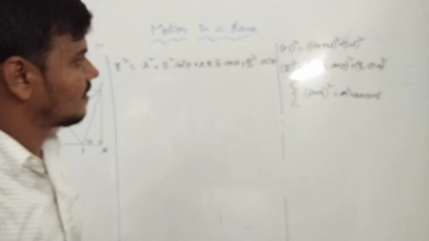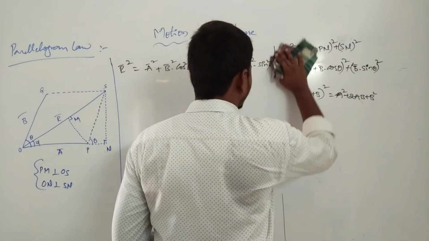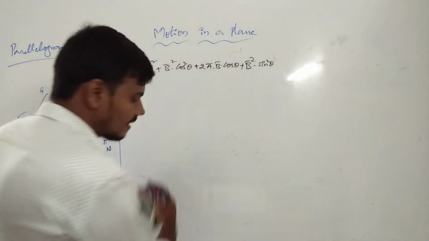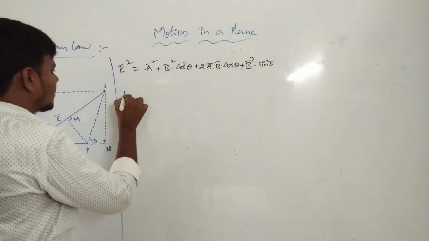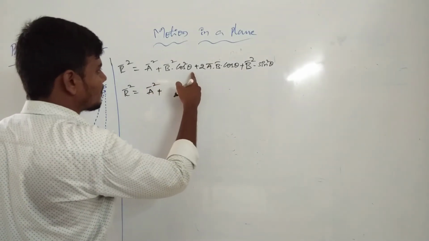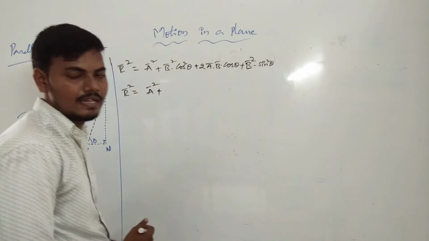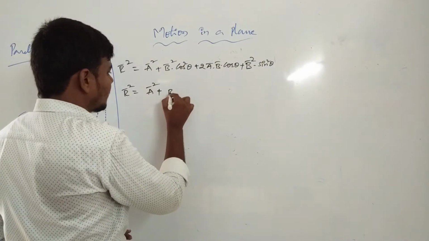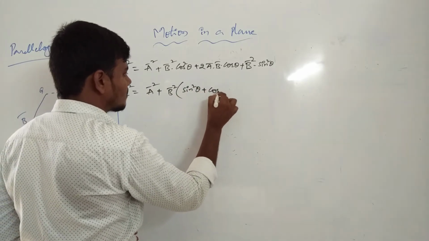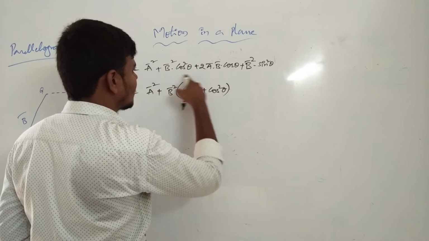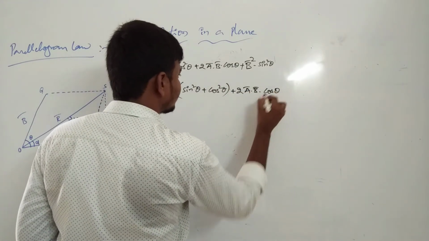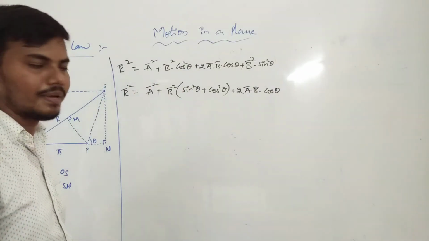Clear? This is the fraction. Now we can observe the magnitude of the function. What is the magnitude of the function we have taken? Clearly you can observe, R bar square is equal to A bar square plus B bar square, with the common factor B bar square: sin square theta plus cos square theta, plus 2 A bar B bar cos theta.